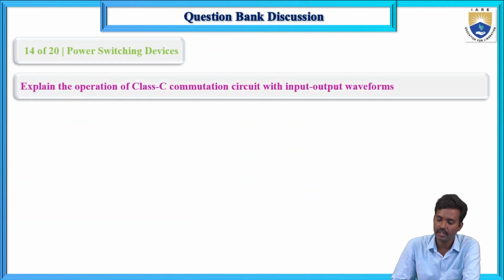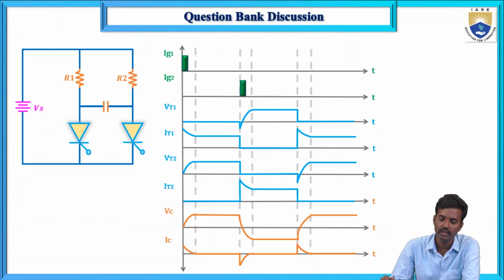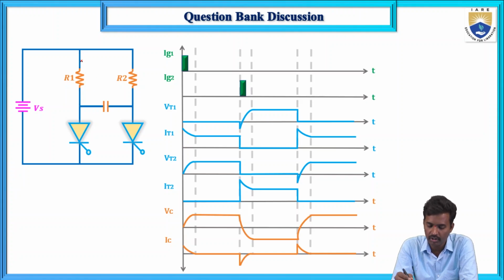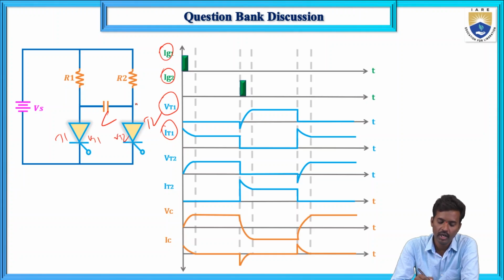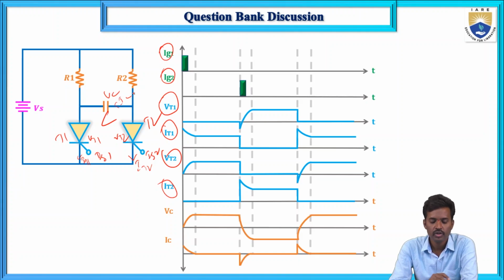And next, the class C commutation circuits are here. So here in the class C commutation, these are the waveforms: IG1, IG2, IT1, IT2. So this is T1, this is T2, and this is C. VT1 and VT2, IG1, IG2, and now here IT1 and IT2, and VC, and this is IC. So here it is a complementary commutation circuit.